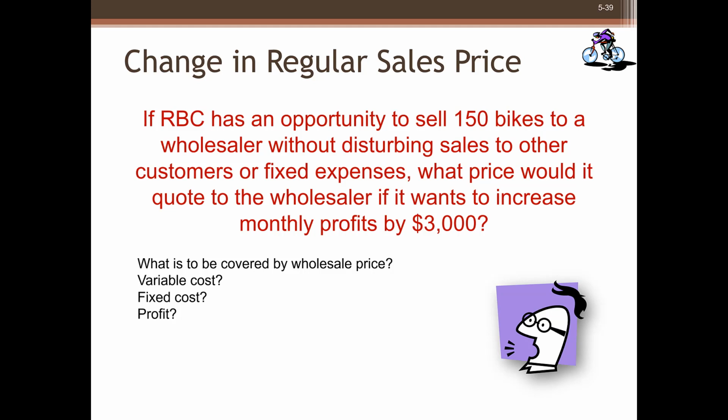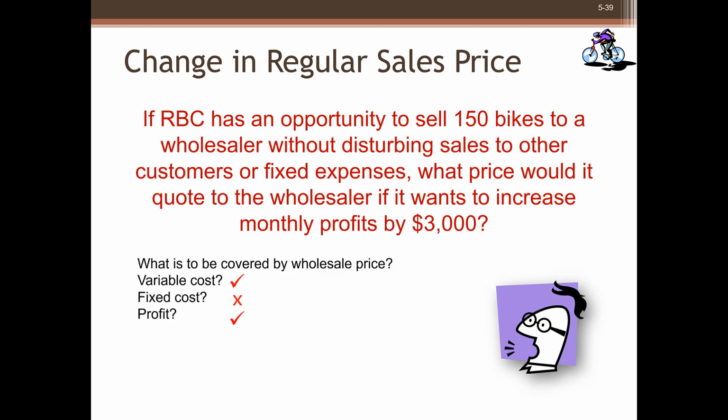Changing regular sales price. If RBC has the opportunity to sell 150 bikes to a wholesaler without disturbing sales to other customers or fixed expenses, what price would it quote to the wholesaler if it wants to increase monthly profits by 3,000? Well, to figure out the question here, we need to first understand what's to be covered by wholesale price. Variable cost, fixed cost, profit. Variable cost, yes. Fixed cost does not change. Profit, yes.